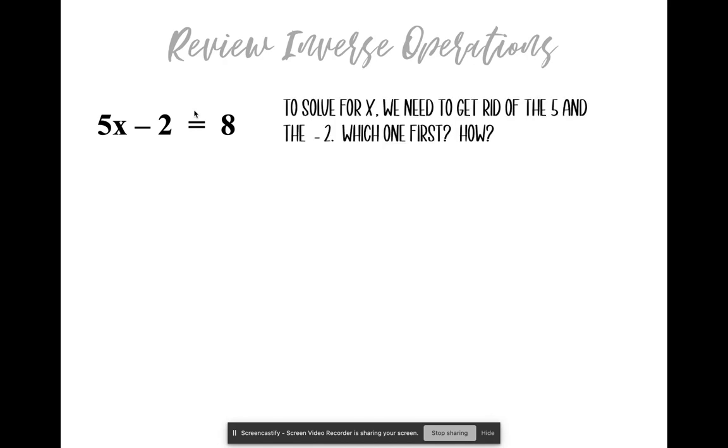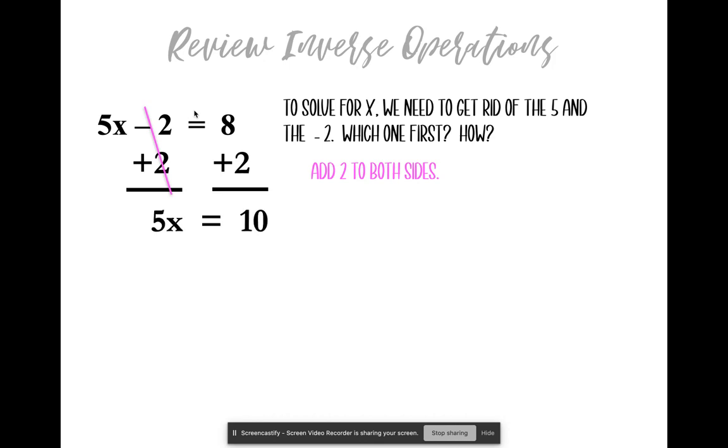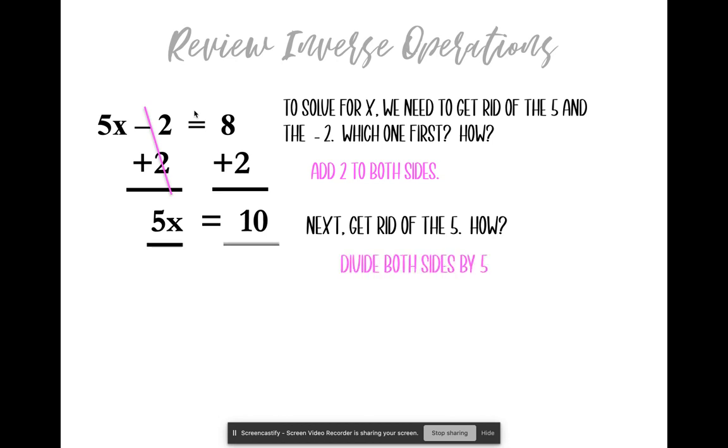In order to do that, we need to get rid of the 5 and the minus 2. So we must decide which one first and how. Hopefully you remember from last week that we would first get rid of the minus 2 by adding 2 on both sides, and we'd be left with this. Next, we get rid of the 5, and we have to ask ourselves how, and we should hopefully say that we need to divide by 5 on both sides. After doing both of those things, we'd be left with x equals 2, which is our solution, and we'd be done. We know we're done because we've isolated the variable x, and we've gotten it all alone.